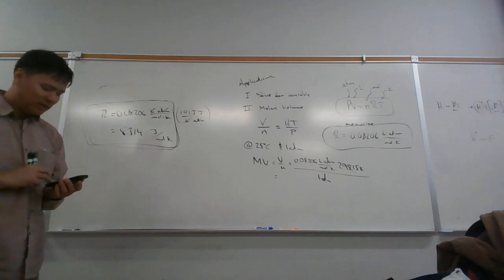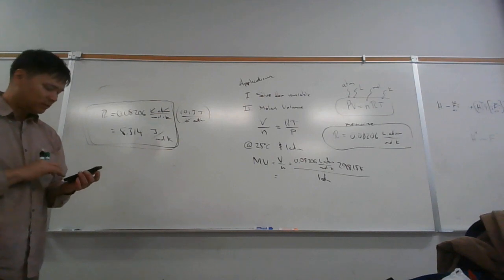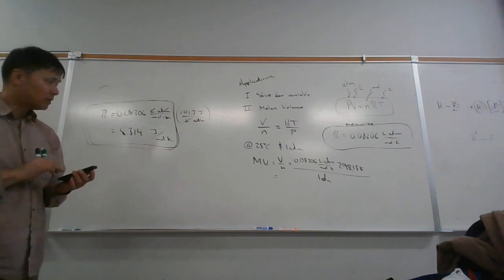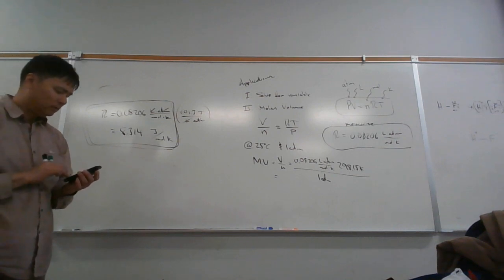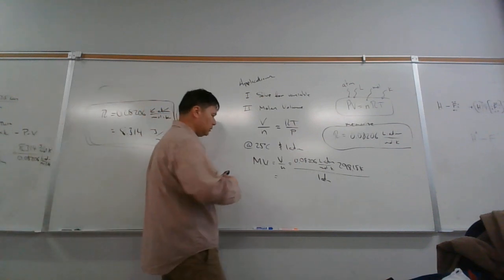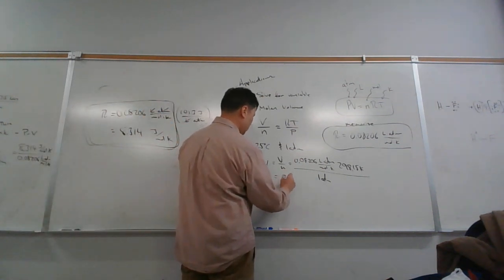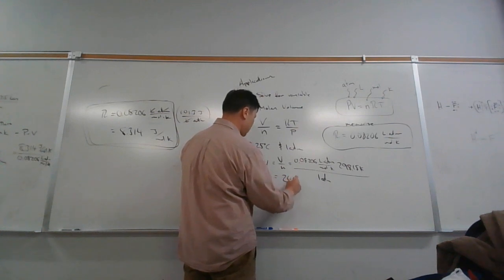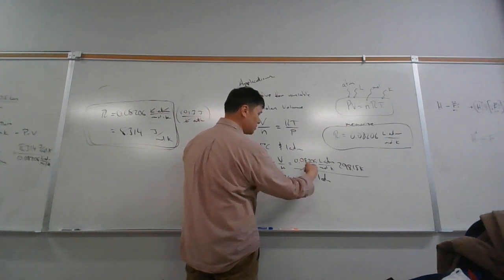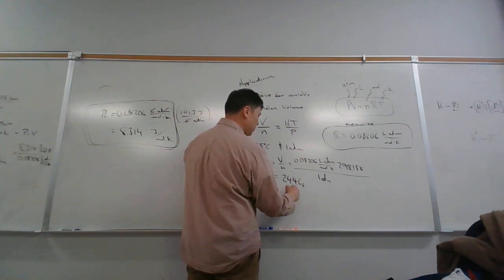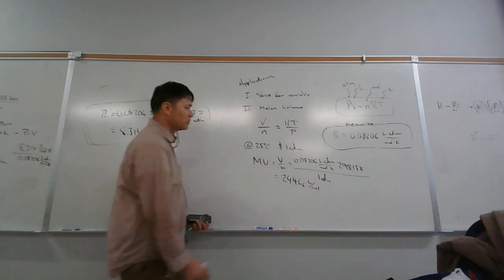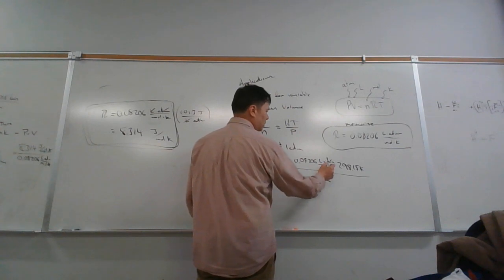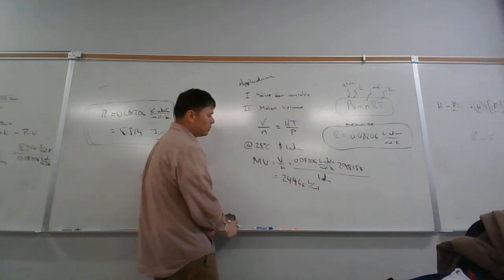I actually have it memorized, but I don't have it memorized to that many sig figs. So let's get it to more sig figs. 0.08206 times 298.15, and I get 24.466. How many sig figs are allowed? 24.46 liters per mole. That's what the units will work out to. Atmospheres canceled, which gives us liters per mole.